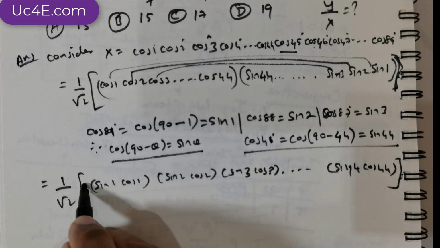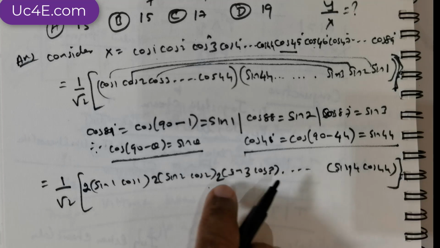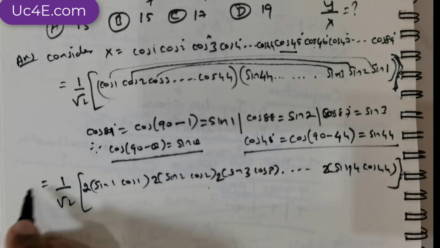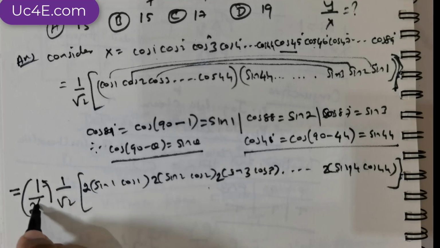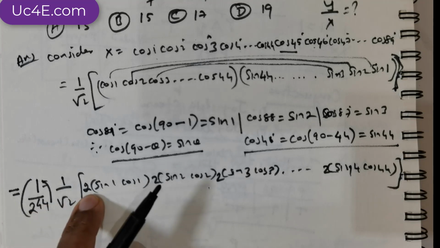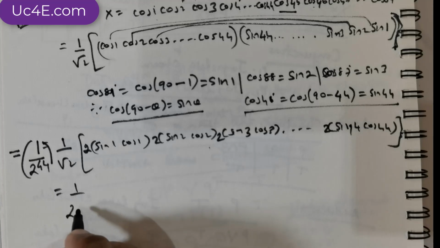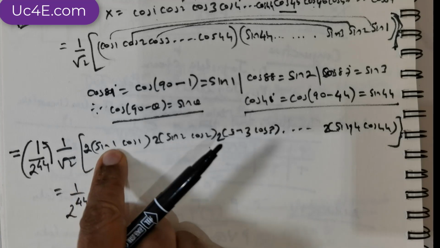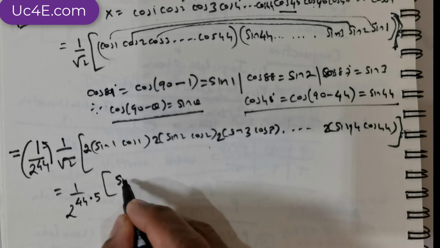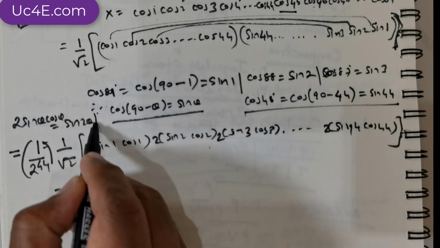Now what I wish to do is multiply this by 2 and divide by 2. So multiply this by 2, divide by 2, multiply this by 2, divide by 2, and so on and so forth. So altogether we would be having 1 over 2 raised to the power of 44 terms, because every time I multiply I need to divide. Now this can be rewritten as 1 over 2 raised to the power of 44, and you got a root 2. I can rewrite this as 2 raised to the power of 44.5, and 2 times sine 1 cos 1, what is that? We can use the formula 2 times sine theta cos theta is equal to sine 2 theta.